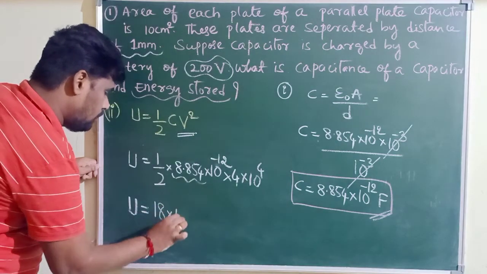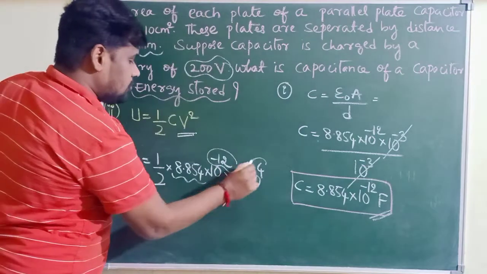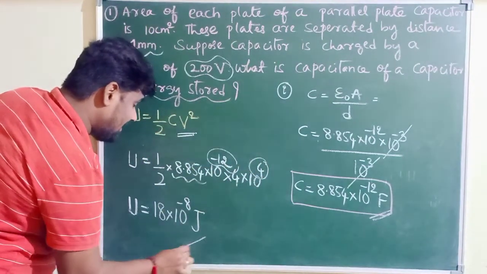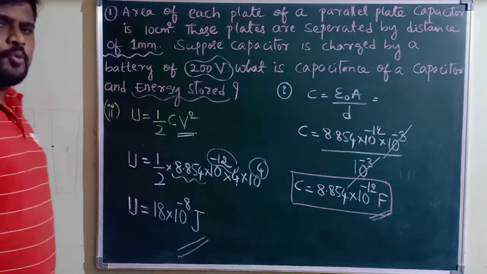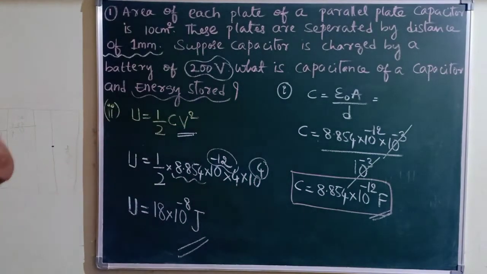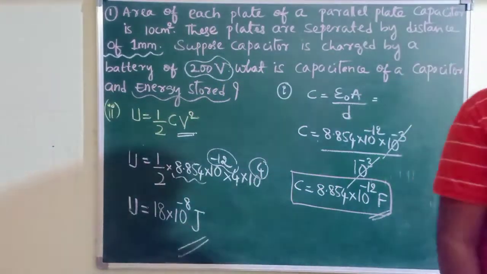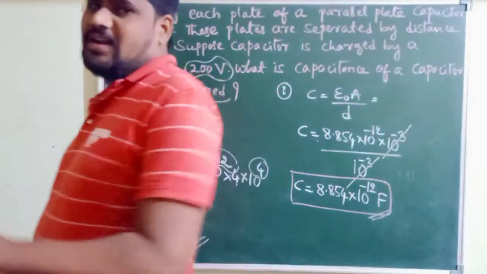18 into 10 power minus 12 together with plus 4, it will be minus 8 joule. Nearly I am telling, but the exact answer will be around 17.8 or 17.9 range. But the energy stored in the capacitor is nearly found to be 18 into 10 power minus 8 joule.